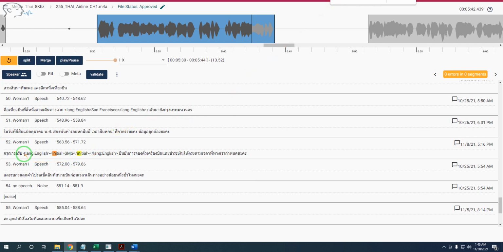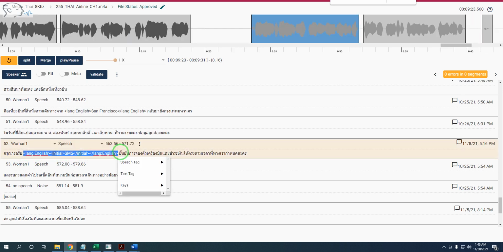See how they are writing SMS, then the English tag. SMS, MMS, any short form should be initial, and initial must be upper case. First the upper case letters, then the initial tag, then the English tag again. So remember, the English tag and the native language must have one space.